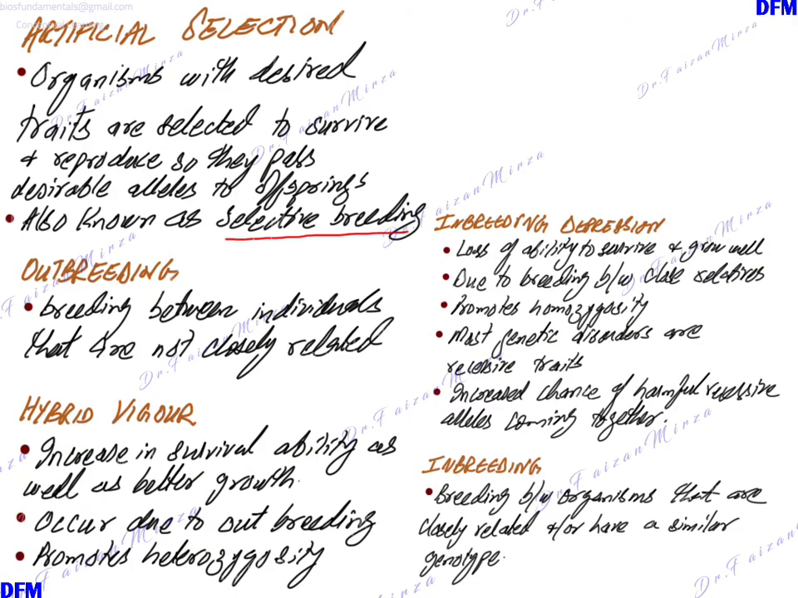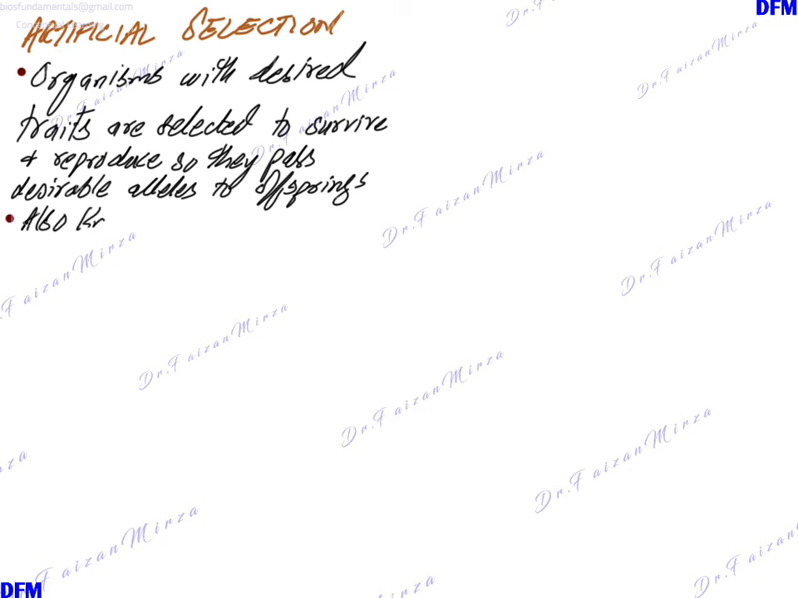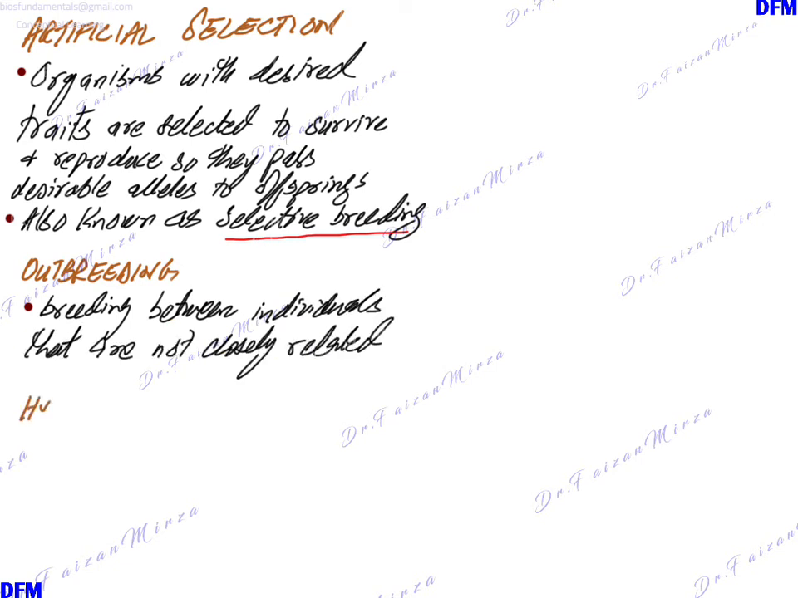So moving on from gene pool, we have artificial selection. What's artificial selection? Artificial selection is the selection in which the selection pressures are exerted by humans and not by nature. In this case, organisms with desired traits are crossed together, and they are selected to survive and reproduce. When they are selected to survive and reproduce, they pass on the desirable traits and alleles to the next generation, and the offspring still carry the same alleles in the same frequencies as we want. That's called selective breeding. Outbreeding. Outbreeding is breeding between individuals that are not closely related.